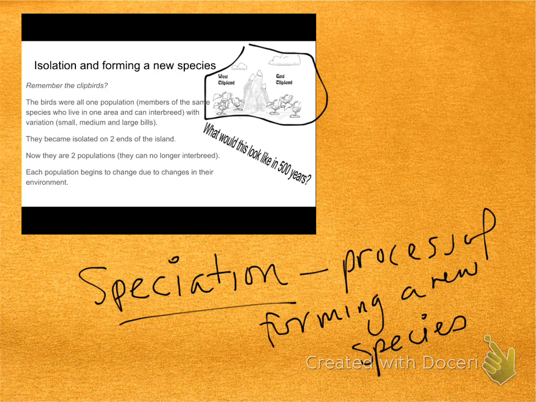So each population in clipbird started to change to fit their environment. And we said, on one end of the island, after a couple generations, we had all small bills. And on the other side of the island, after a couple generations, we had all big bills, right? If we went back there in 500 years, do you think that those birds would look even less alike than that? They might. Those birds might become very, very different.